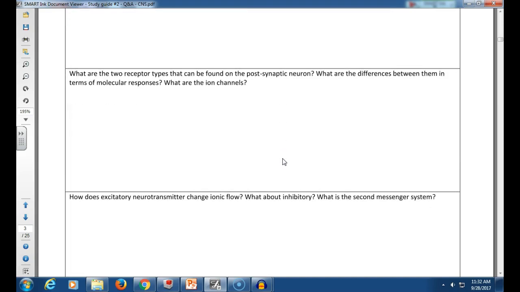Types of receptors. Ionotropic and metabotropic. Okay? Differences between them. Ionotropic opens ion channels. Metabotropic, second messengers. Know that, please. We clear?